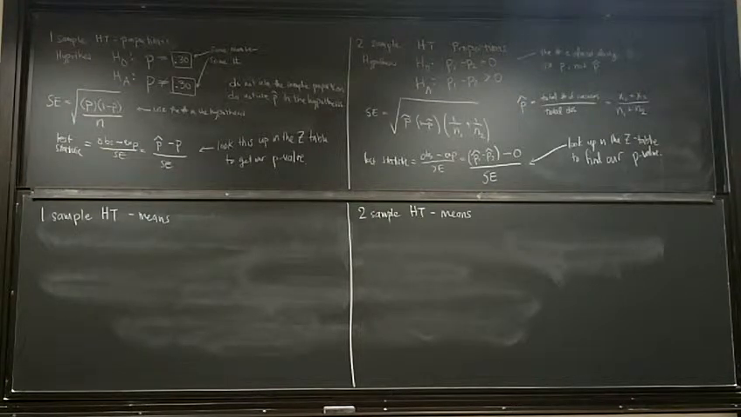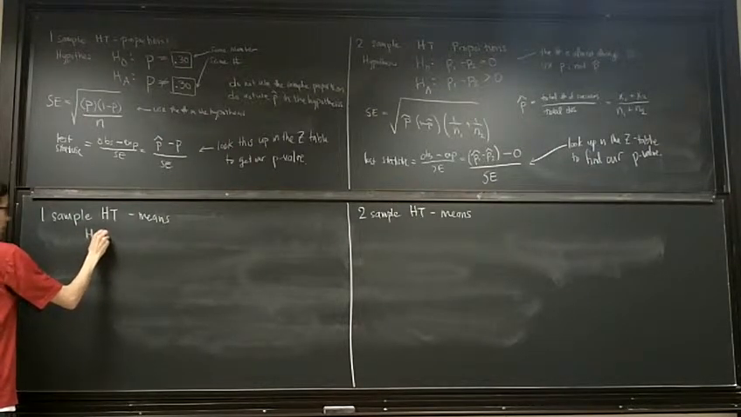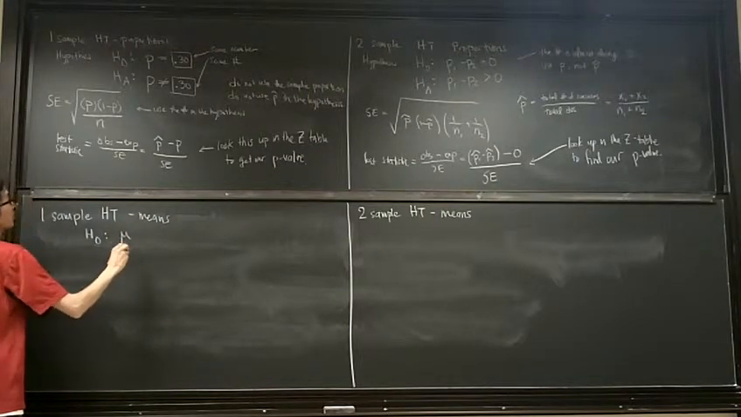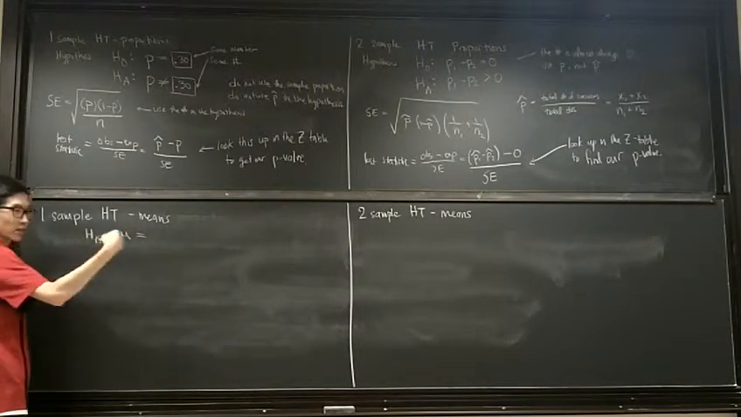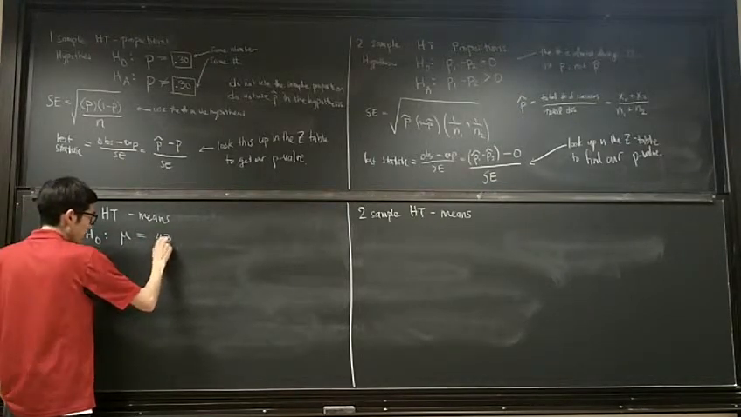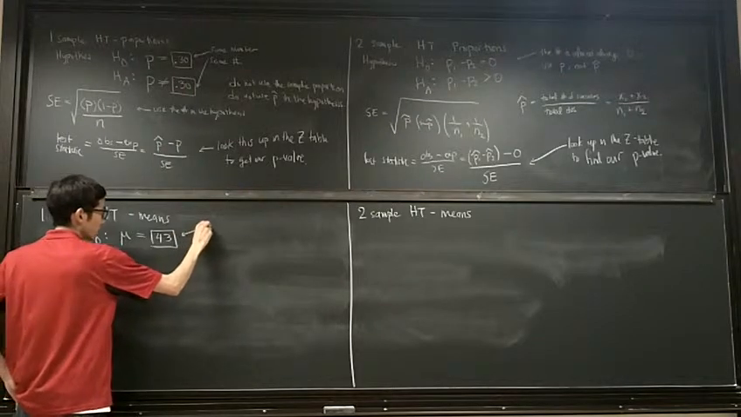Alright. So now we're doing one sample hypothesis tests for means. Okay? So here my null hypothesis is what? Is that mu, the population mean, is equal to some number. Okay? I'm going to just put in 43. But whatever the number is, okay? This is just, again, some number.